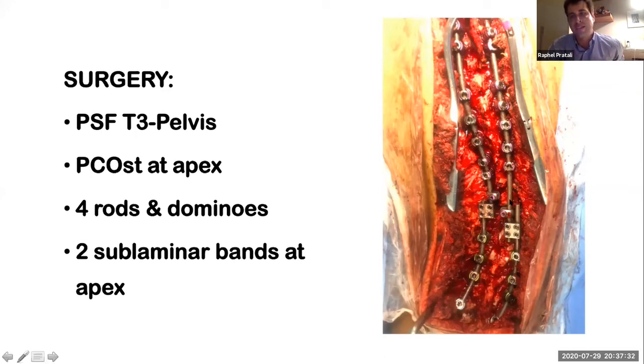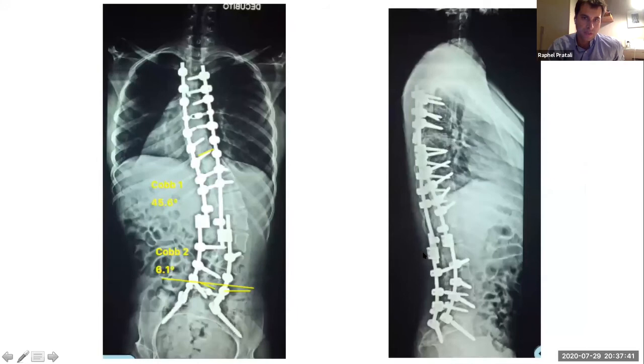And in those cases, I did Smith-Petersen osteotomies at the apex. I did 3 or 4 Smith-Petersens at the apex. So here's the correction. And in my mind, the biggest value of this technique is that you don't need to put force on the apex, where the pedicles are the worst, and you can have a good correction, a very well aligned spine.